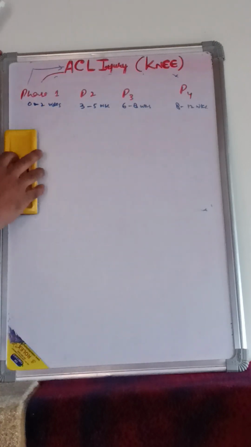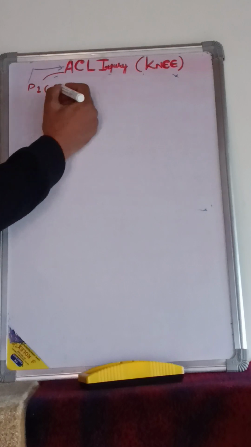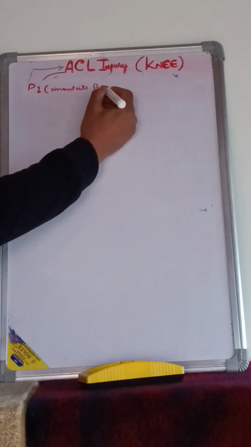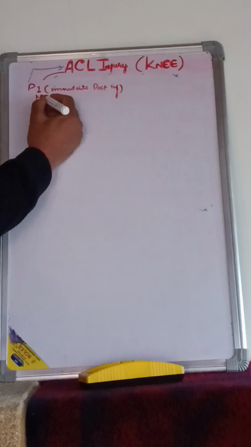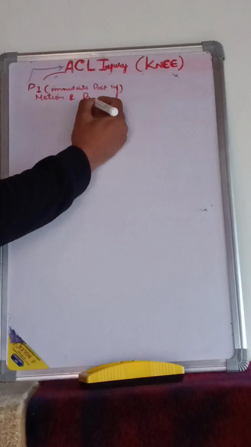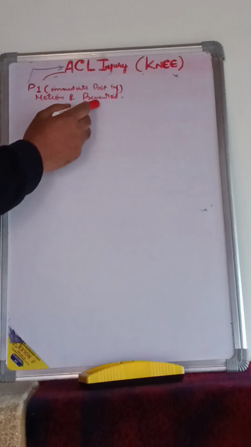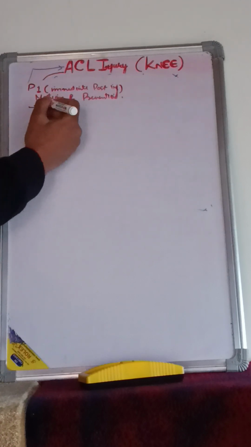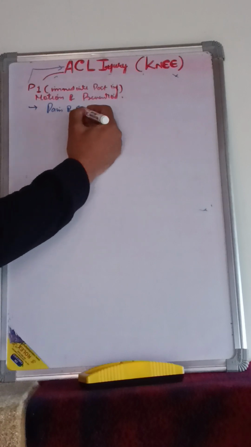So let us discuss these phases one by one. Phase one is also known as the immediate post-injury phase. It is also known as the phase of motion and prevention, because in this phase you mainly concentrate on the prevention of the effects of acute injury. In this phase, we are having the prevention of pain and swelling.